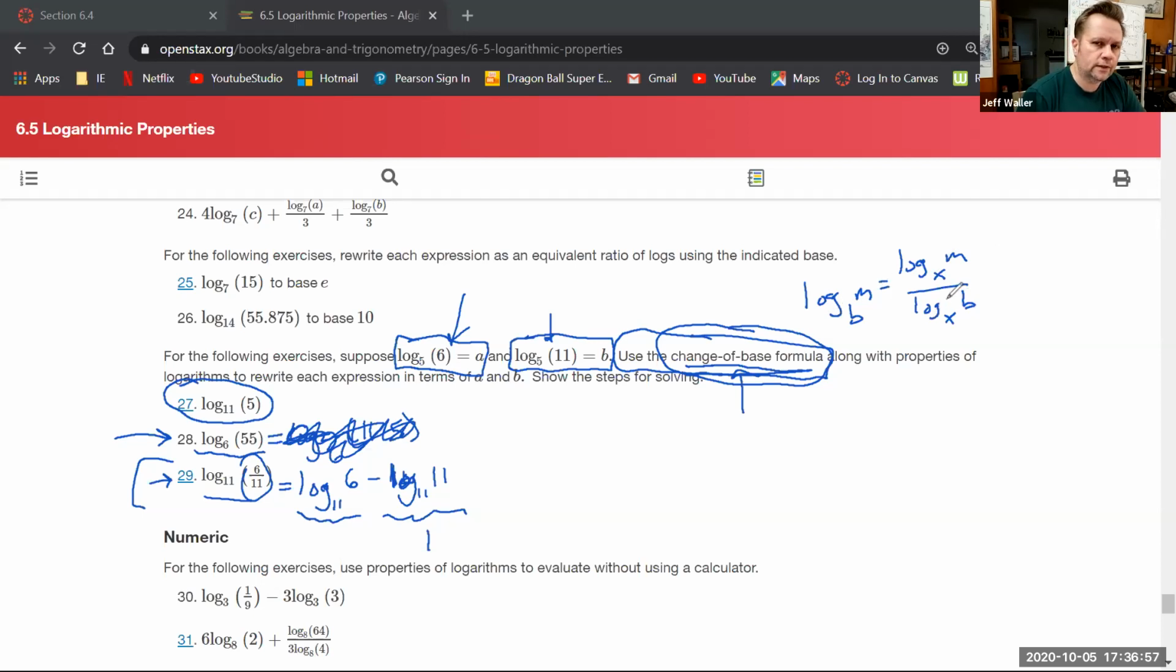So obviously, considering what they give me, what is the base I want to go to? 5. Yes, I want to go to 5. So let me erase my pathetic earlier attempts at this.